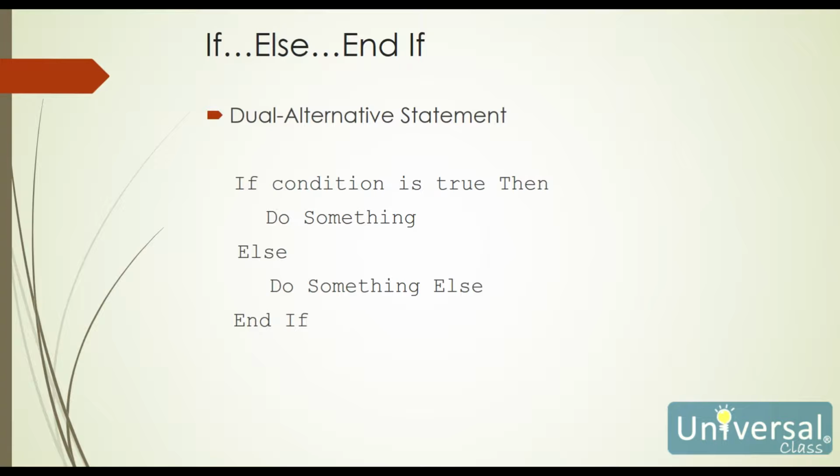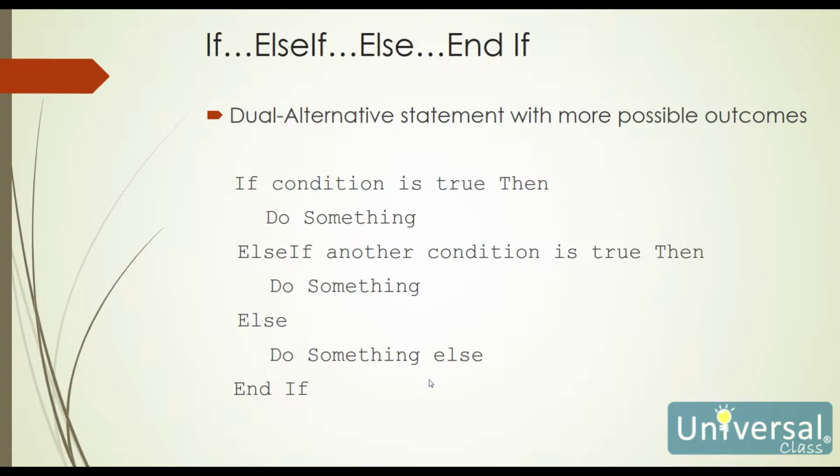The next type is an if, else, and end if statement, which is what's called a dual alternative statement. What that means is that if the condition is true, then we're going to do something. Else, meaning the condition was not true, then we do something else, and then we end. So in a dual alternative statement, one or the other of these two things is going to run. If the condition is true, this one runs, but this one does not. If the condition is false, this one does not run, but this one down here does. And then it goes on to the next section of code.